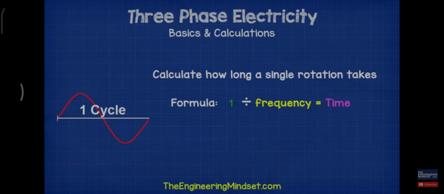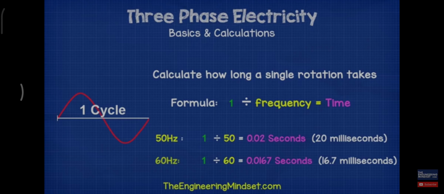second. We can calculate how long it takes for a single rotation to complete using the formula T, time, equals 1 divided by F for frequency. A 50 Hz frequency supply therefore takes 0.02 seconds or 20 milliseconds to complete. A 60 Hz supply takes 0.0167 seconds or 16.7 milliseconds.